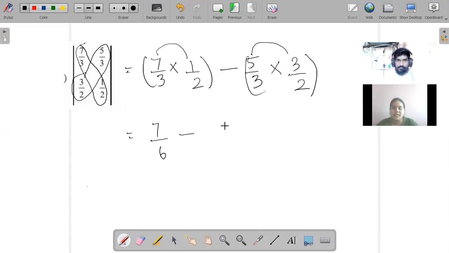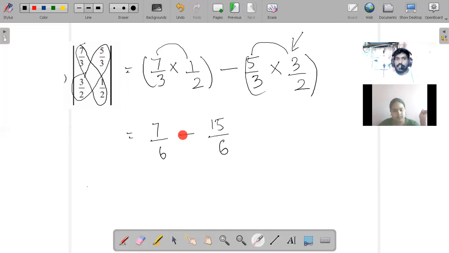I thought that because there's a minus in between the two brackets, that is why 5 upon 3 into 3 upon 2 will become something like 6 upon something. No. Here also you have to multiply both the fractions. 5 upon 3 into 3 upon 2 will become 15 upon 6. Is this clear? The signs will not change, right? No. Clear up to here?